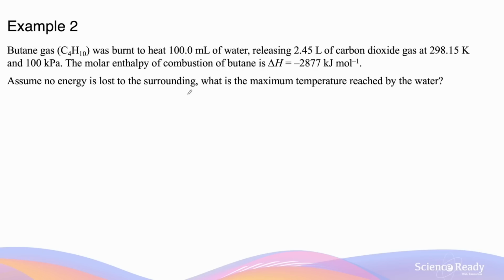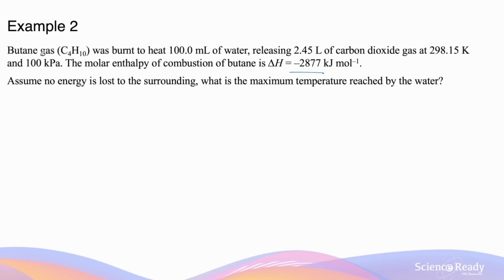Let's go through an example using combustion reactions. Butane gas was burnt to heat 100 milliliters of water, releasing 2.45 liters of carbon dioxide gas at 298 kelvins and 100 kilopascals. So this is room temperature and pressure. The molar enthalpy of combustion is minus 2,877 kilojoules per mole.